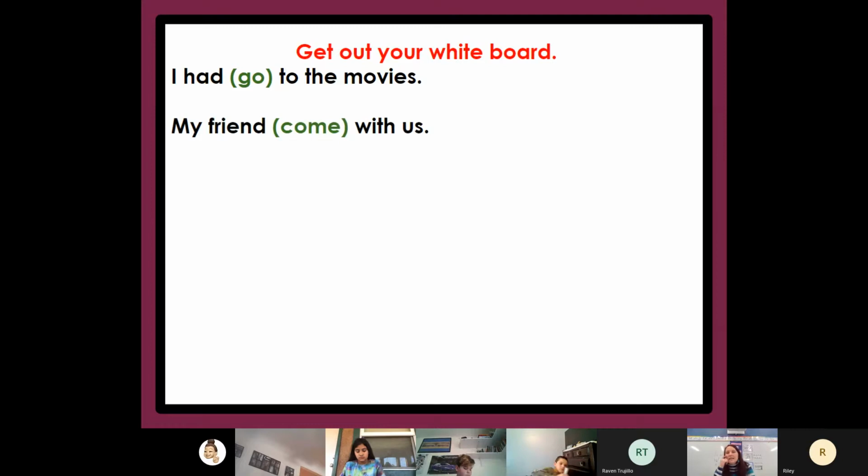Okay, let's look at the second sentence. My friend come with us. So let's look first. We have the present tense verb come. We need to change it to past tense. And then we need to look, does it have a helping verb before it? Does it say have, has, or had? No. David, what should we replace that with? My friend went with us.